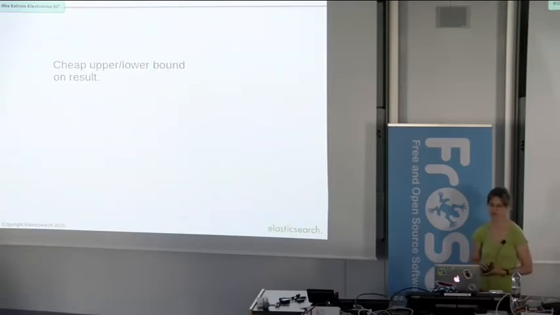Another easy check is if you can think of an algorithm that can, in a very cheap way, compute the upper and lower bound on the result. Imagine adding A and B as numbers. You can make the assertion that the result of A plus B should at least be larger than either A or B. If it's lower, then obviously something is wrong.